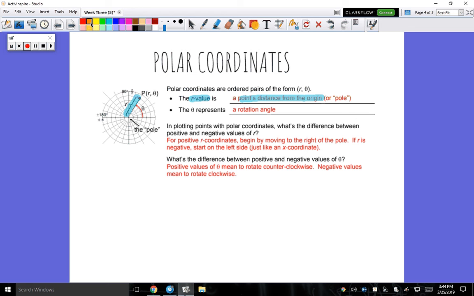Believe it or not, Santa does polar coordinates when he visits your house, because that's the fastest way to get there.